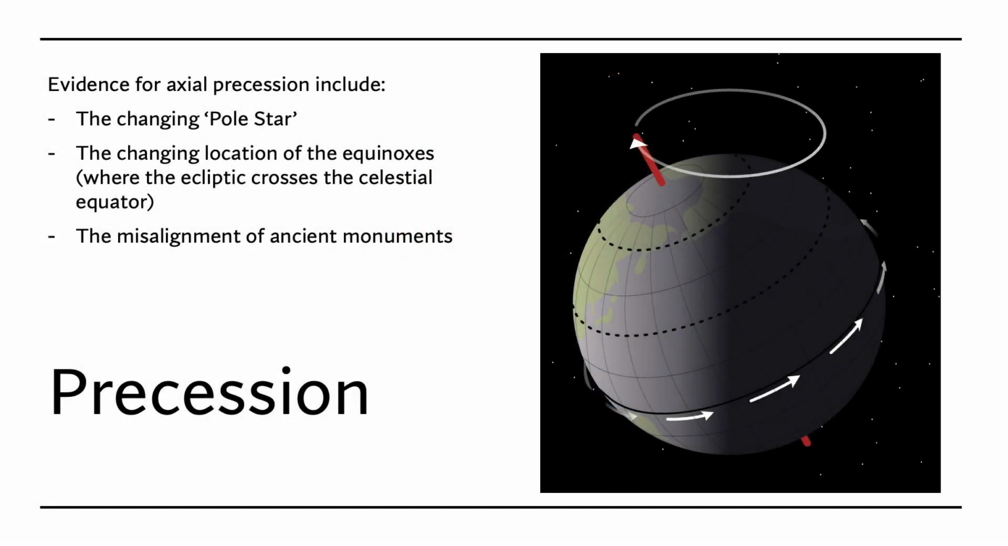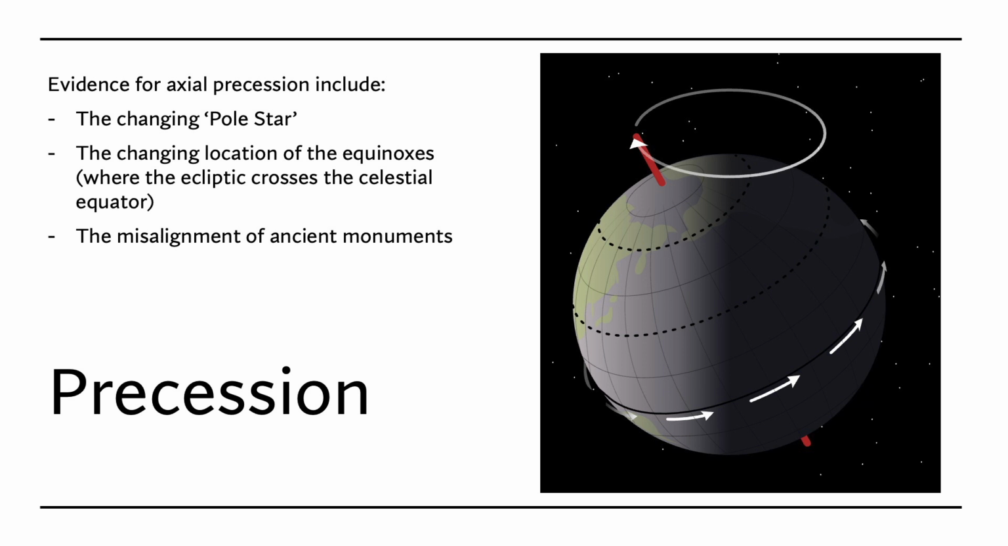So, if we talk about the evidence for this axial precession, this movement of the Earth's axis, we can begin by talking about the changing pole star. The current pole star is Polaris, but this has not always been the pole star, and it will not always be the pole star. This pole star changes because the axis will point to a different star.